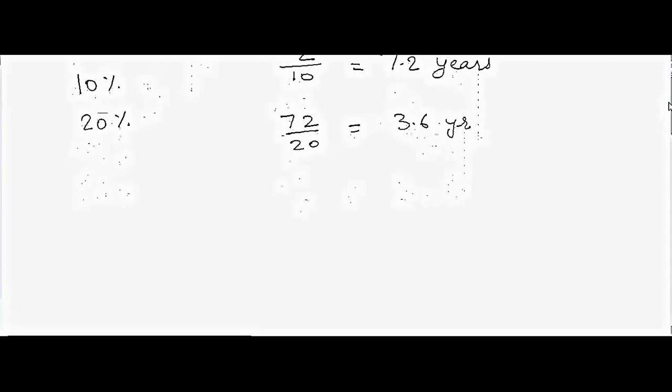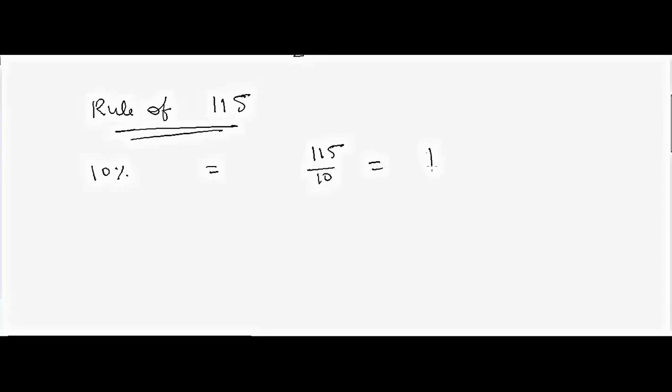So the second metric is the rule of 115. This rule is again the same as the rule of 72, but here we are talking about tripling your money. If you want to invest and you have a 10% rate of interest, then 115 divided by 10 is equal to 11.5 years it will take you to make your money three times.